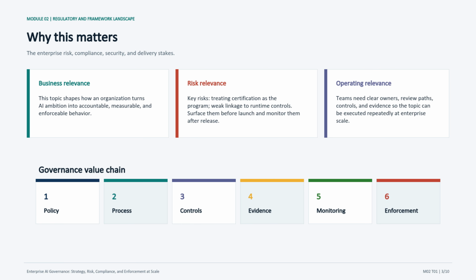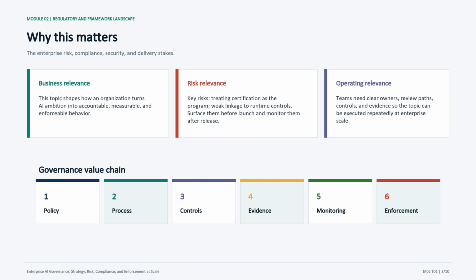For this topic, the common failure modes include treating certification as the program, weak linkage to runtime controls, and framework overload. I would pause on each one and ask the class, what would the first warning sign look like in production? The value chain along the bottom is the through line for the rest of the deck. Policy becomes process, process becomes controls, controls create evidence, monitoring detects change, and enforcement acts when the system is live.